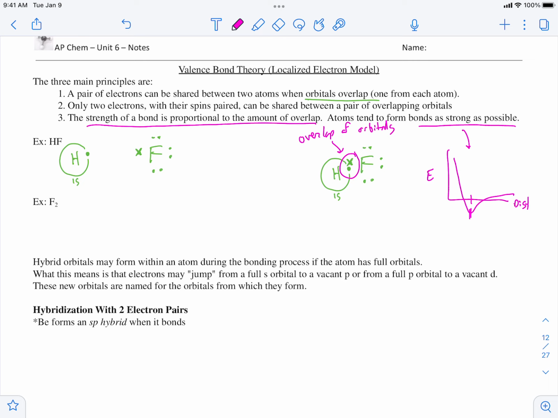So the hydrogen and fluorine atoms will lower their energy as they get closer and closer to each other. Eventually they'll settle into a position where it is most stable, and that's what we establish as the bond length. And it's presumably here where we have the greatest amount of orbital overlap.